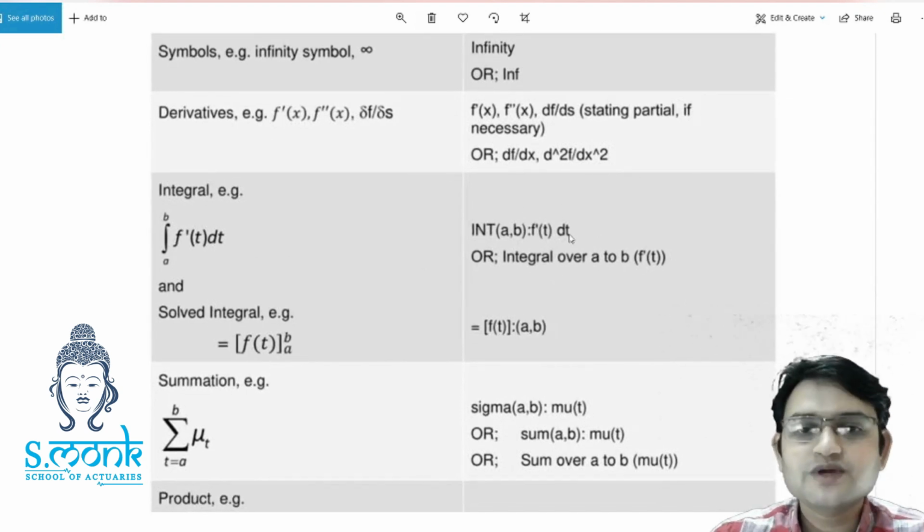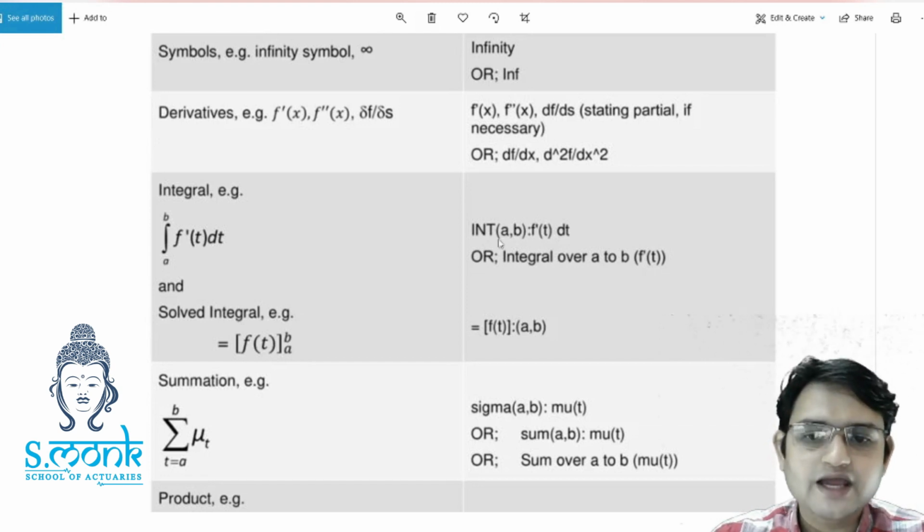Whenever we have some limits to show, like integration, like summation, we use the bracket. See, int, then we have our bracket a, b showing the limits, and then using colon, we separate our function. After integrating, we'll write in square brackets and then colon and then write the limits here. Okay, so this is how we will show our integration.